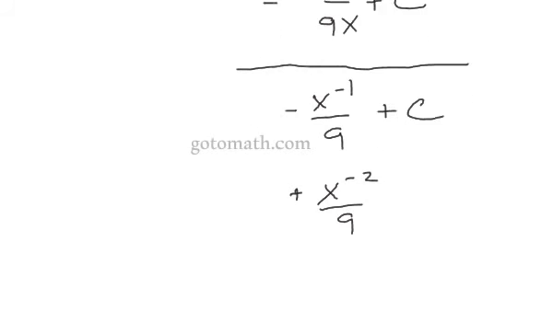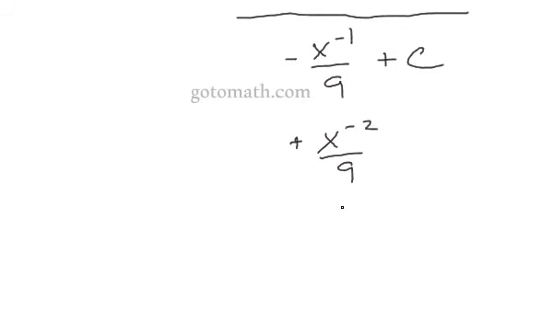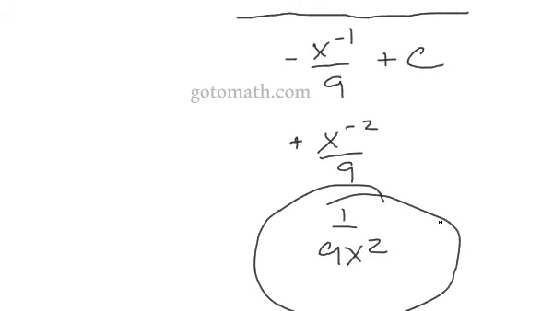Subtract 1 from the exponent, or no, wait a minute. Take the negative and bring it out front. Whew, it's confusing. Makes that a positive x to the negative 2, over 9, and of course that's 0. And that ends up being 1 over 9x squared. Right, and I believe that's what we started with.